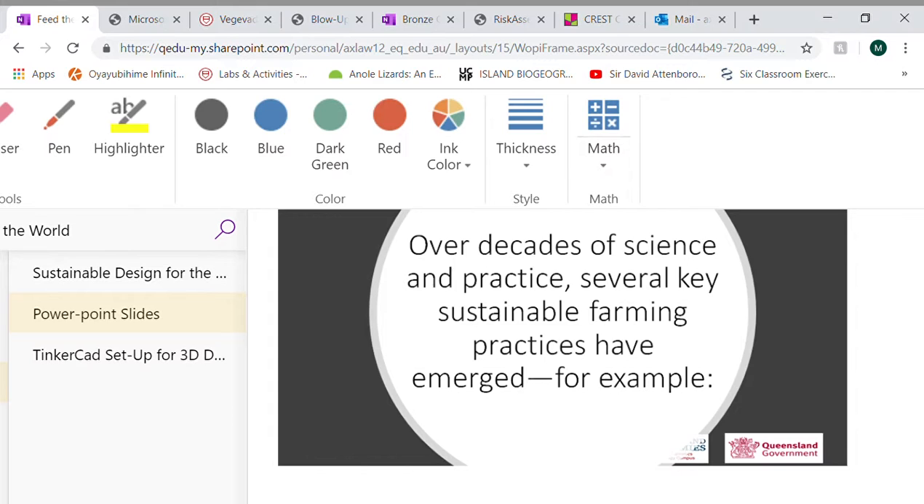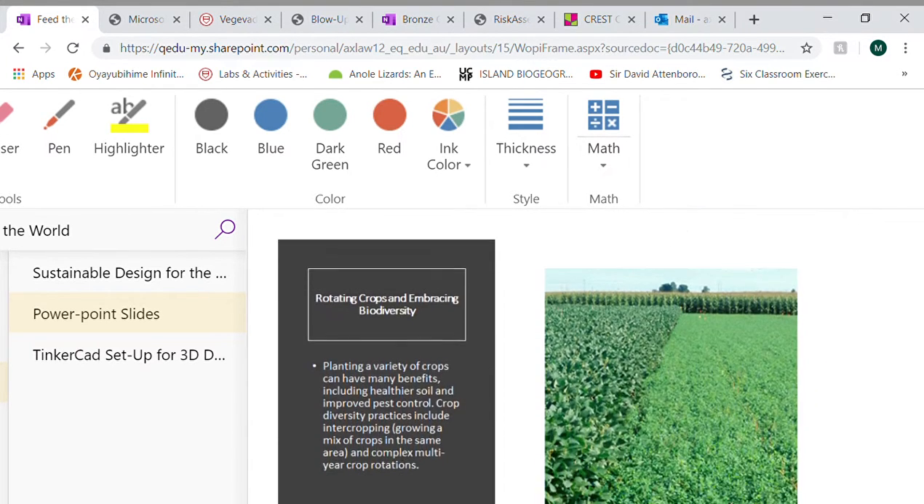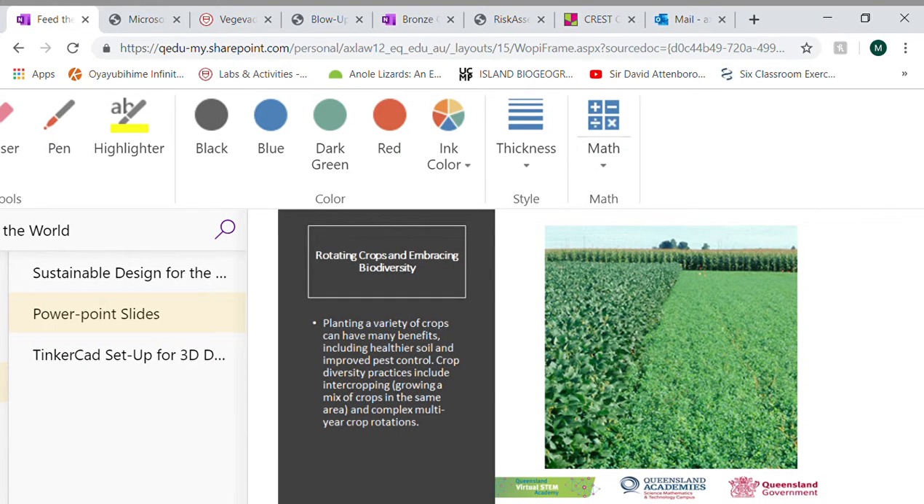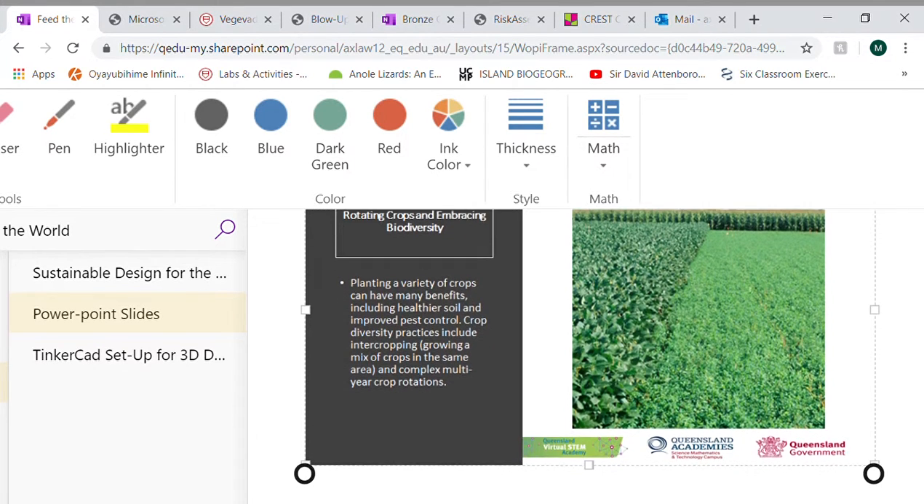Over the decades of scientific practice, several key farming principles have been introduced to increase the sustainability of our farms. An example is rotating crops and embracing diversity. We've heard all about rotating crops. Planting a variety of crops can have many benefits, which include healthier soil and improved pest control. Intercropping is a way that you can do this: growing a mix of crops in the same area and having complex multi-year crop rotation, so continuously rotating your crops over time.